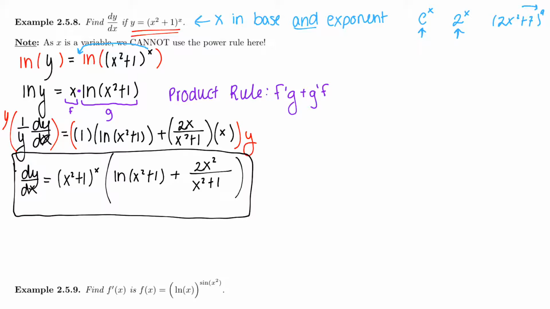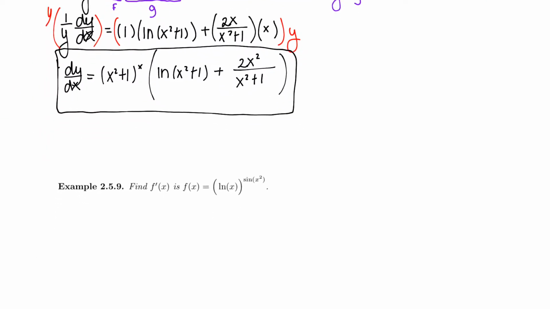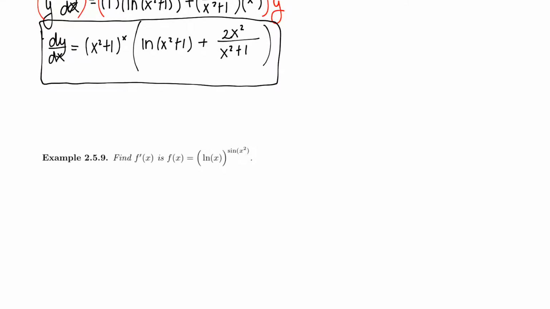So in the case where you have an x in the base and in the exponent, you have to use logarithmic differentiation. You cannot use power rule. That is not a thing. All right, let's do another one where that's the case. So in this case right here, we have ln x raised to the sine x squared.